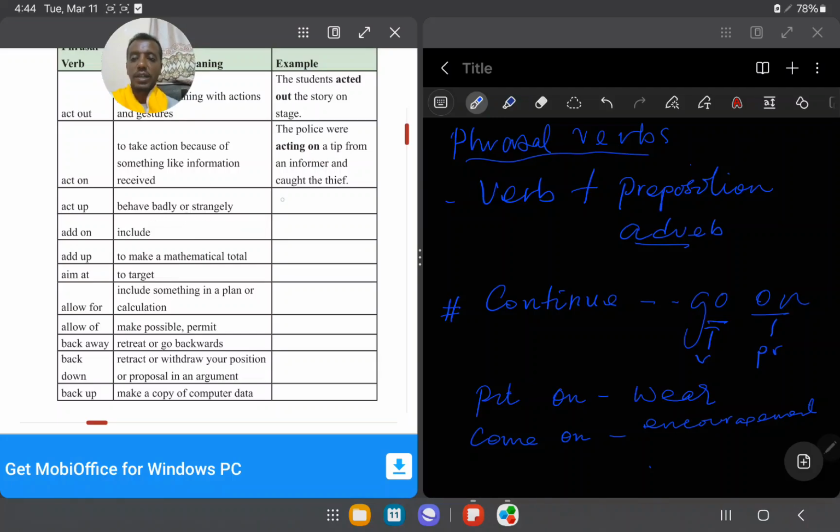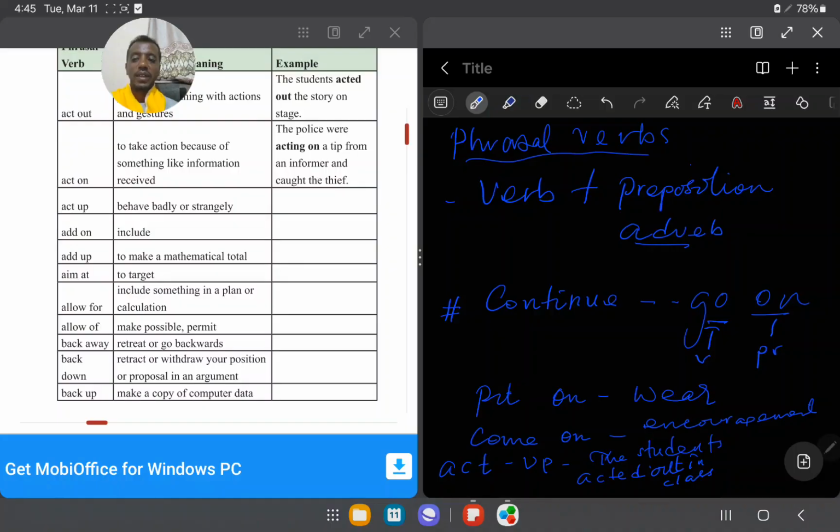Act up means behave badly or strangely. For example: the students acted up in class because of the new environment. Add on means include.